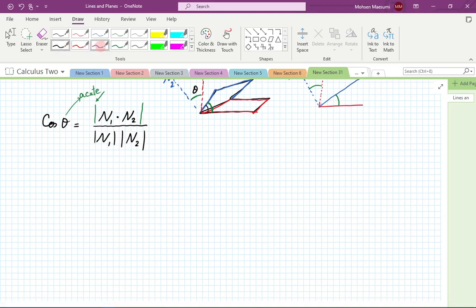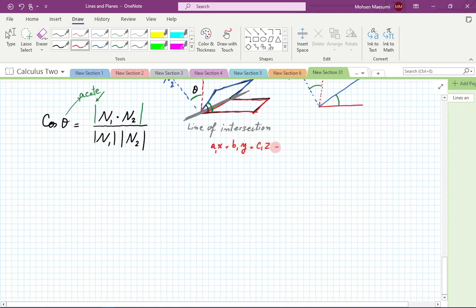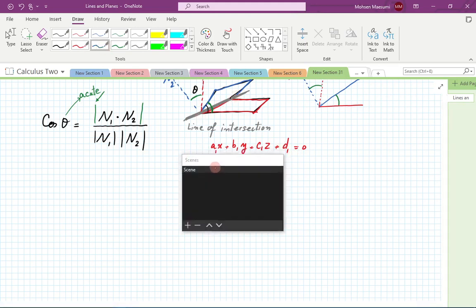Sometimes questions ask you about finding the line of intersection. This is the line of intersection. Looks like a hinge, and this will be the door. So this is the line of intersection. How do we find that? Well, you take the red plane. Suppose the red plane has the equation, let's call it a1x plus b1y plus c1z plus say d1 equal to 0. And then the blue plane is also given to you.